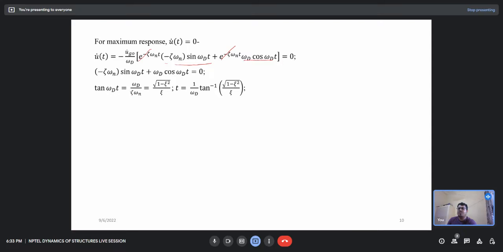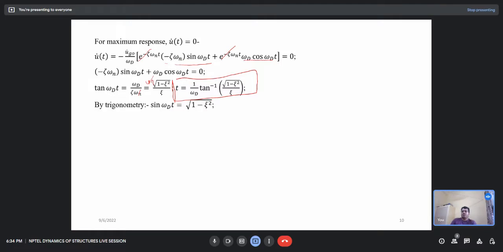So what is your omega d? That is omega n into square root of 1 minus xi square. This omega n cancels out with this. So my t becomes 1 by omega d into tan inverse of square root of 1 minus xi square divided by xi. This is the t value at which my response would be the maximum.